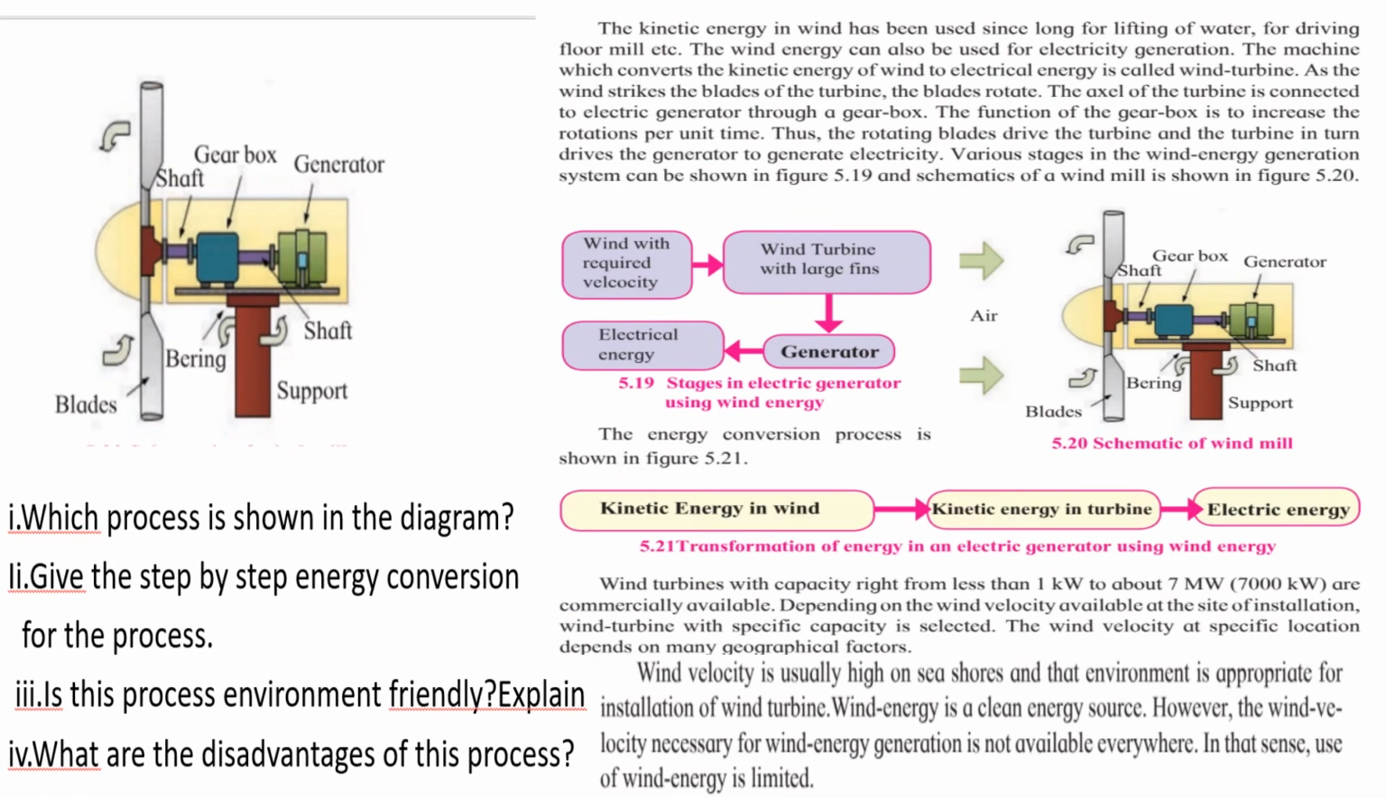Let us move to our next diagram based question. Here, which process is shown in the diagram? This is the electric energy production through wind energy. Give step by step energy conversion in this process. Here, kinetic energy in wind is converted into kinetic energy in the turbine, which rotates the generator, and the electricity is produced. Is this process eco-friendly?